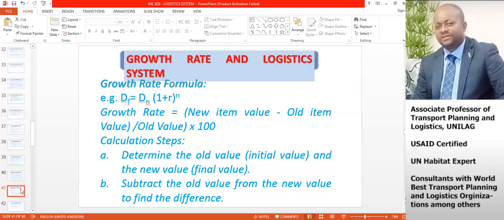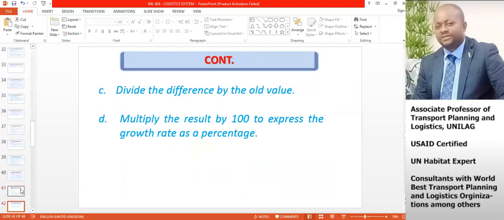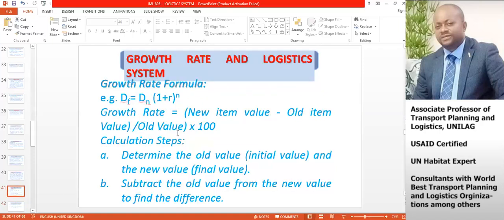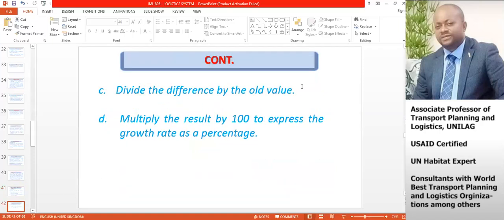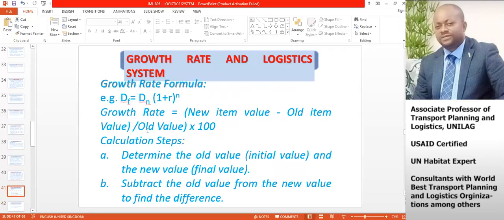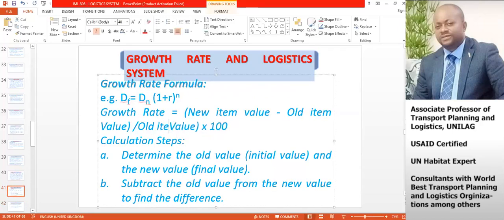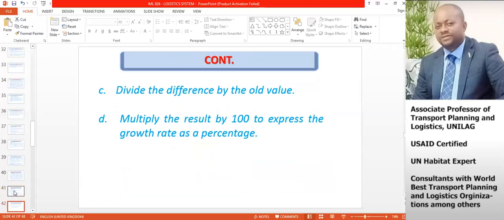Okay, so when you do that, the next thing you do is to divide the difference by the old, which we did here. Did you see that we talked about it here? The difference divided by the old. Look at it here. Can you see the division sign here? Old item value. That's fine. So that whatever the product is, it can fit in. When you divide it by the old, what do you now do next? You now multiply the results by 100 to express the growth rate as a percentage.